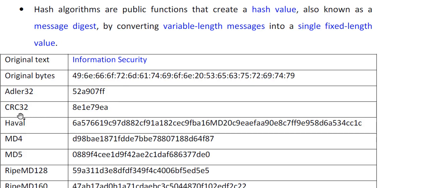For instance, the CRC32, as you can see here, the value is usually of fixed length. The length is not variable, it's fixed. Even though here we have a long message, the value here is short. Now, even if we use a longer message, for instance, we're going to get a CRC which has the same length as before. And the same thing applies for other hash functions.